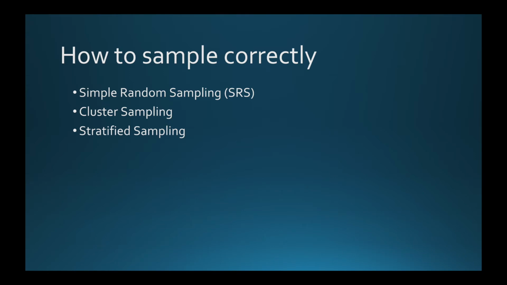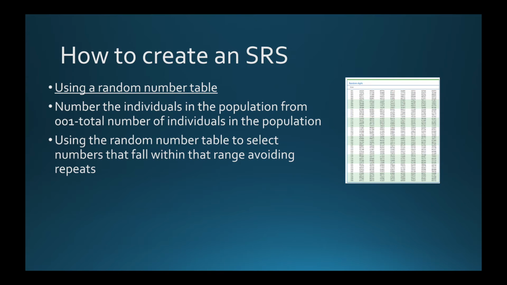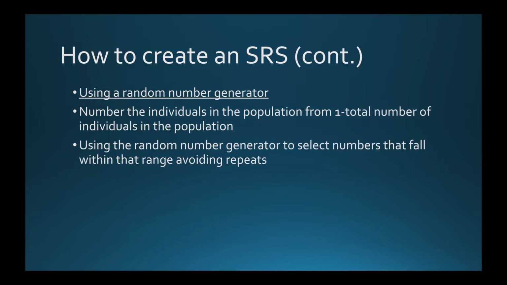In order to sample correctly, we will take a look at simple random sampling, cluster sampling, and stratified sampling. Now, a simple random sample, the definition is covered here, and essentially what you need to know is that there's no bias, and that an SRS can be created by numbering the individuals in the population and using a random number table to select numbers that fall within that range. You can even replace the random number table with a random number generator. Just make sure you know how to do it, because some AP questions will actually require a specific type.